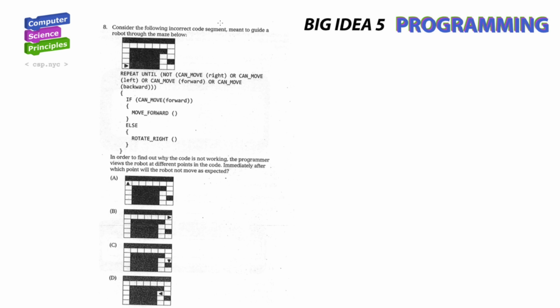Okay, so consider the following incorrect code segment meant to guide a robot through the maze below. So repeat until not all of these things, until it cannot move right, cannot move left, cannot move forward, cannot move back. It wants to repeat this script here until it cannot do these things. So let's take a look at the moment. Cannot move forward, cannot move right, cannot move backwards, but it could move up, or it could move to the left even. So therefore it's going to repeat because not all of these nots are satisfied.